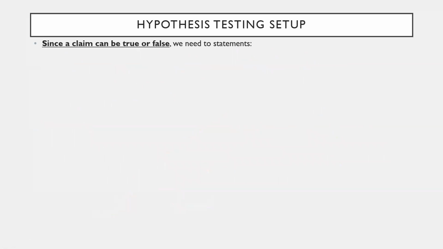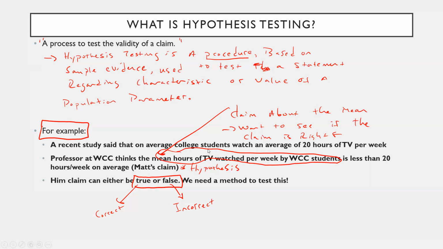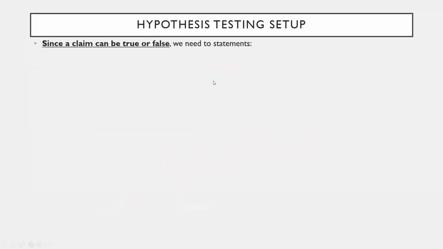All right, since a claim can be either true or false, like my claim here that you watch less than 20 hours a week on average, it can be true or false. Whenever we do hypothesis testing, it is going to be based on two statements, every time. So you always need these two statements. The first statement is called the null hypothesis.